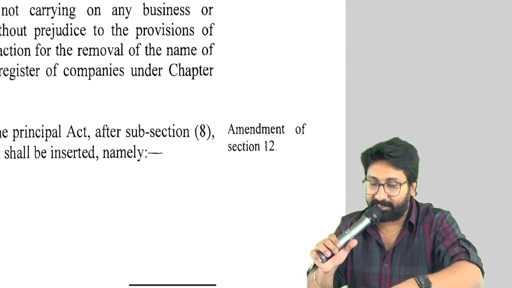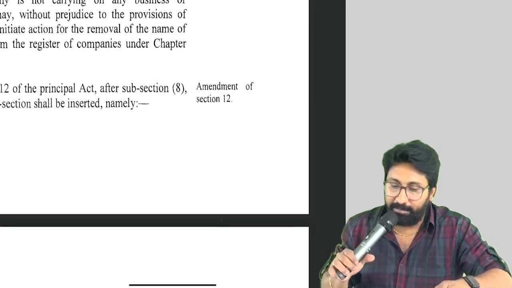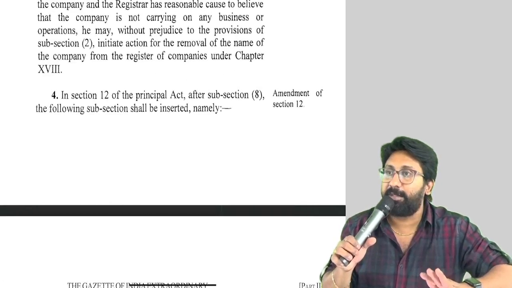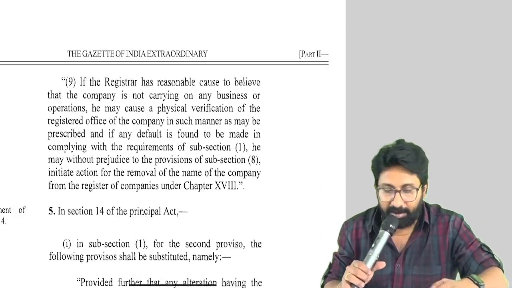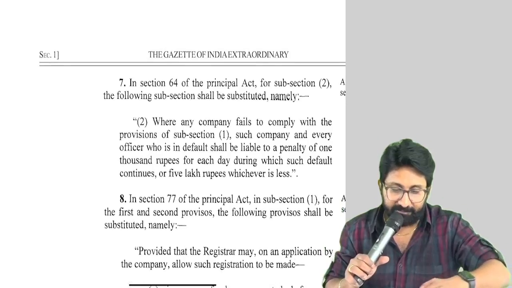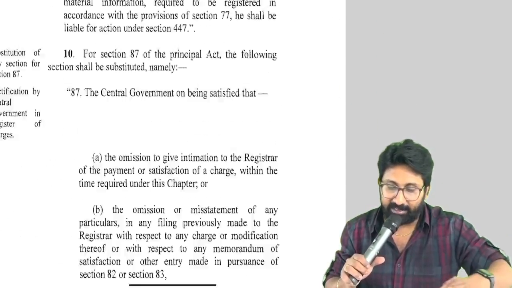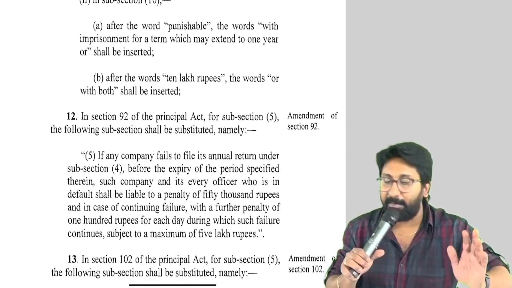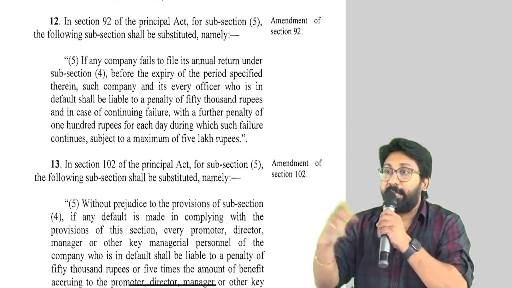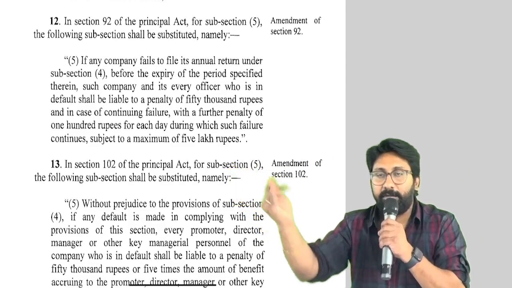Left, right side margin. What they have written: Amendment of section 12. Full section 12 will not be there. Amendments only will be there. Like that: Amendment of section 14. Amendment of section 53. Amendment of section 64, 77. Like that they will write. Now did you understand the marginal notes clearly? It may be written either on the left hand margin or on the right hand margin.